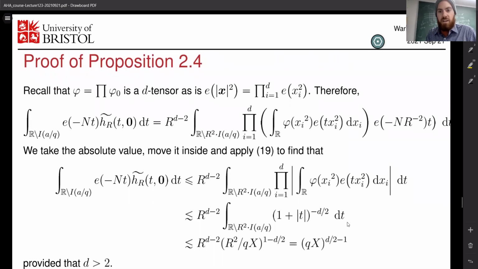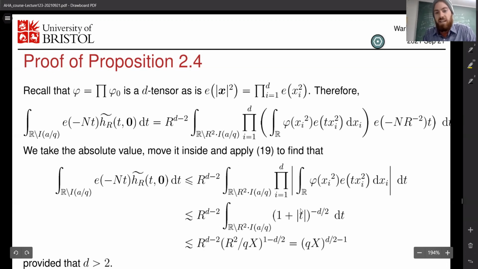Well, this is where our stationary phase is going to come in handy. Phi is a tensor, and so is the exponential function. So I actually get that this thing is a product of a bunch of one-dimensional integrals that look like this. There should be a dt, dx, it ran off, I'm sorry. You take the absolute value, moving it in just once, and what you end up getting is you apply the stationary phase bound for quadratic polynomials. So you just get t to the minus d over 2.